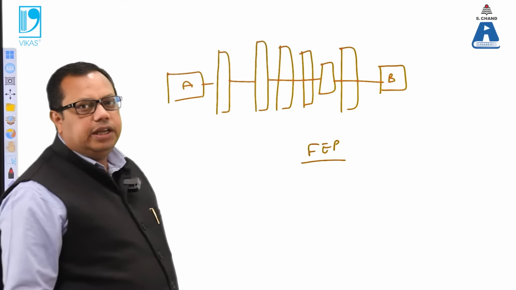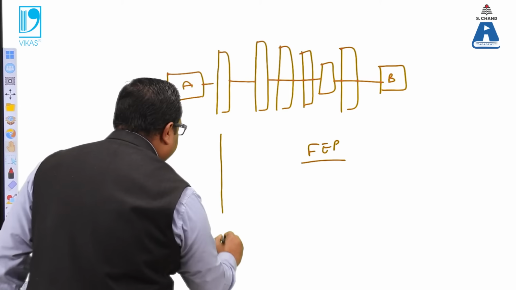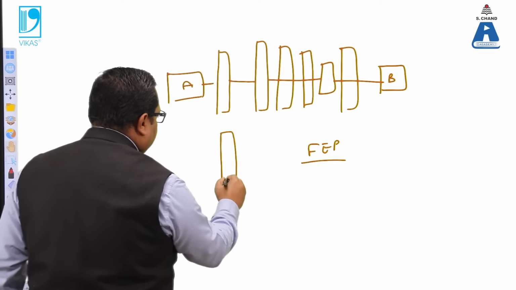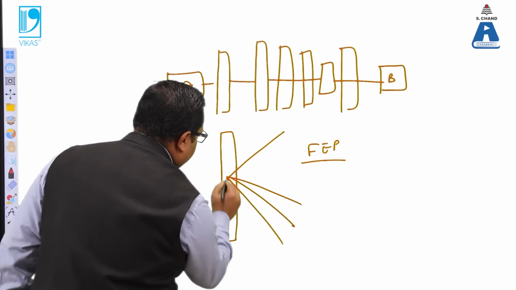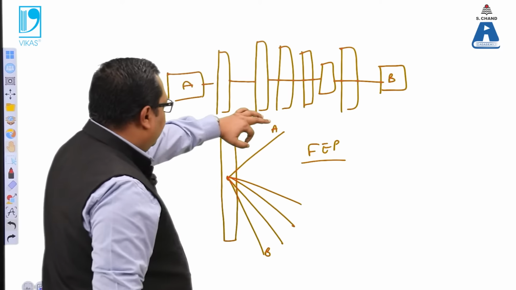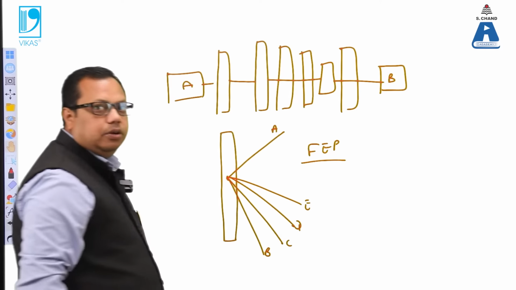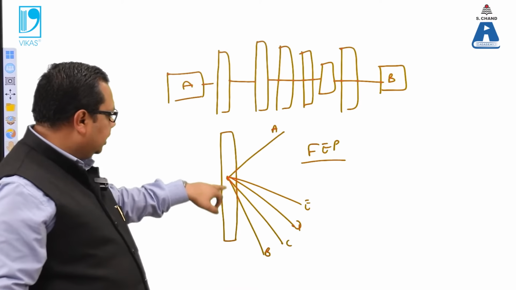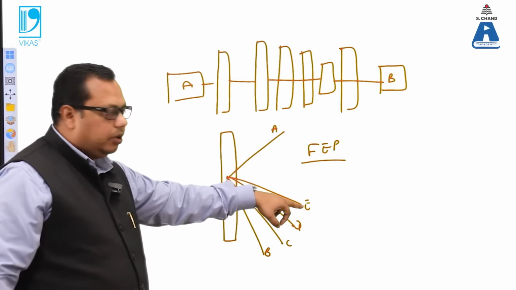FEP is basically front end processing. In front end processing, this is the front end, and these are all the users that we have. Suppose this is A and this is B, and A wants to call B. This is C, D, E, all the users. If A wants to call B, the call will go to this exchange and come to him. If A wants to call E, again the call will be routed directly.